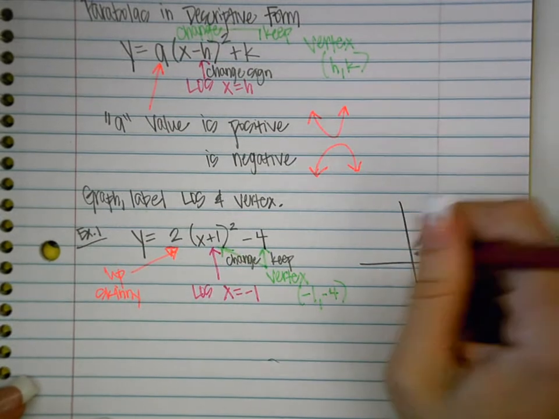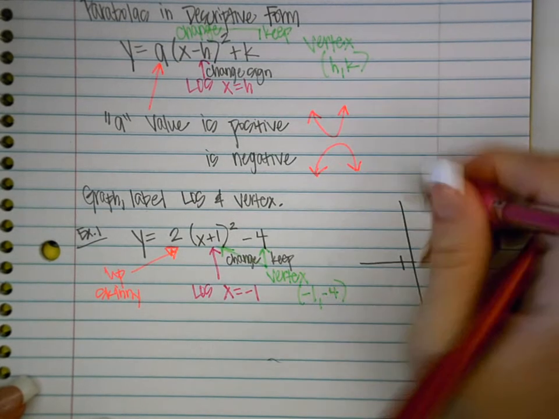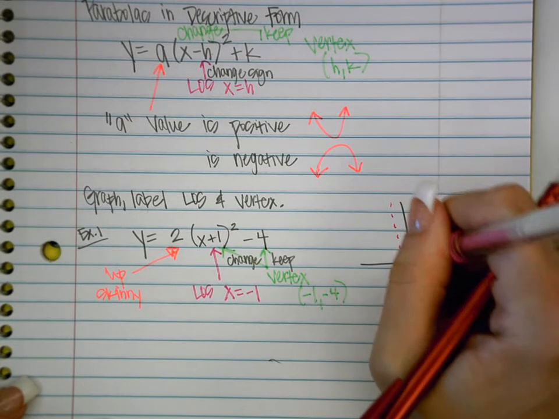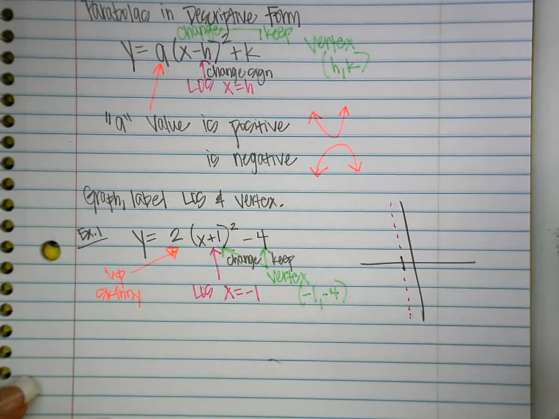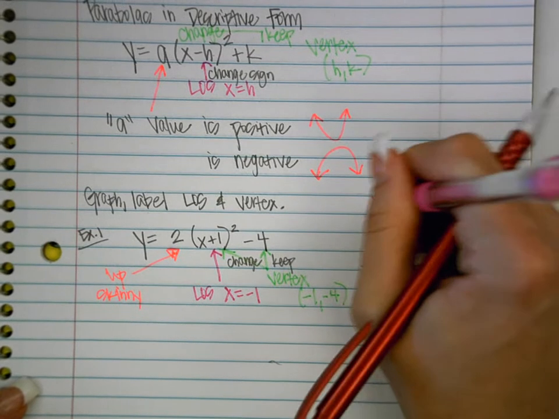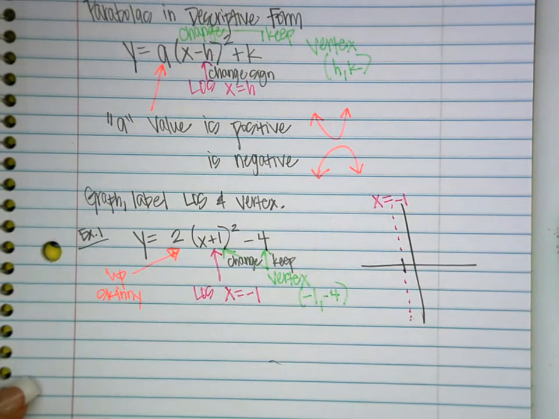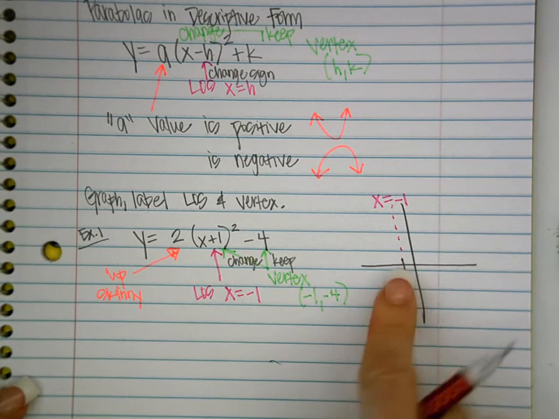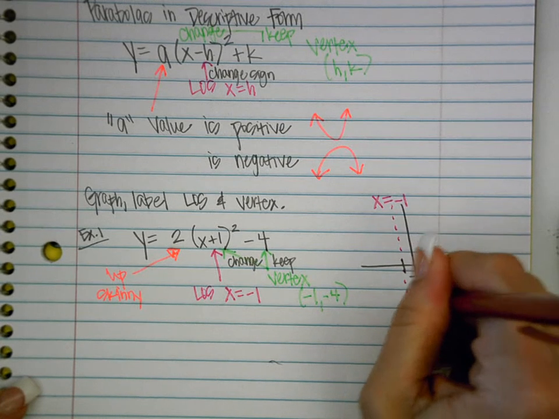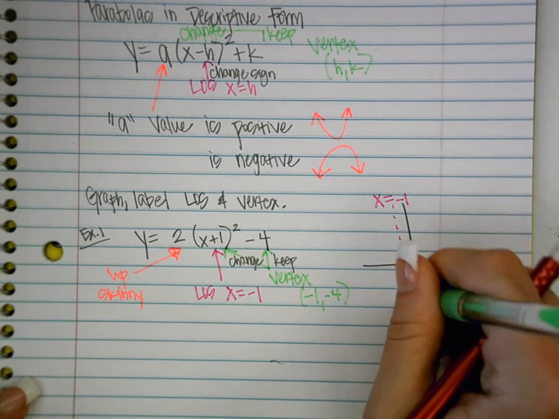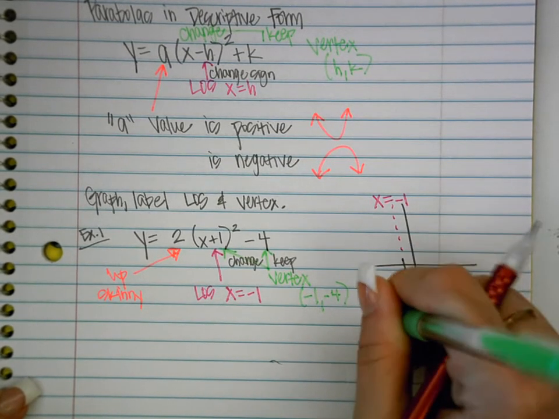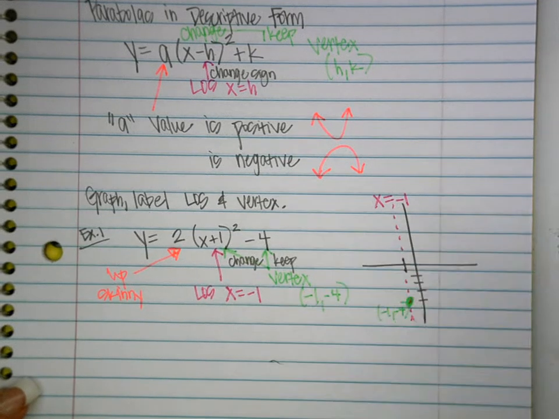Line of symmetry is at x equals negative 1, so remember it does need to actually be a line, and this is just a fold line. It's symmetric around each side, so label this x equals negative 1. Vertex we said was at negative 1, negative 4, so I want you to label this, negative 1, negative 4.